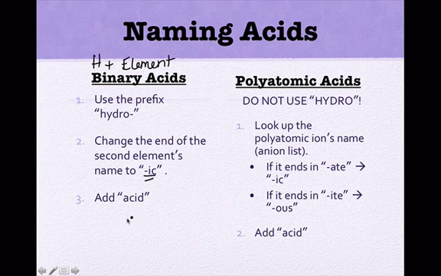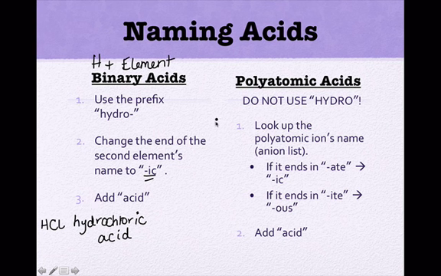So our example that we had from the last slide is HCl. HCl is a hydrogen attached to a chlorine, so it's a binary. We would write the word hydro. Chlorine would become chloric, so hydrochloric, and then we add the word acid. So you're only going to see this prefix hydro if it's a binary acid.